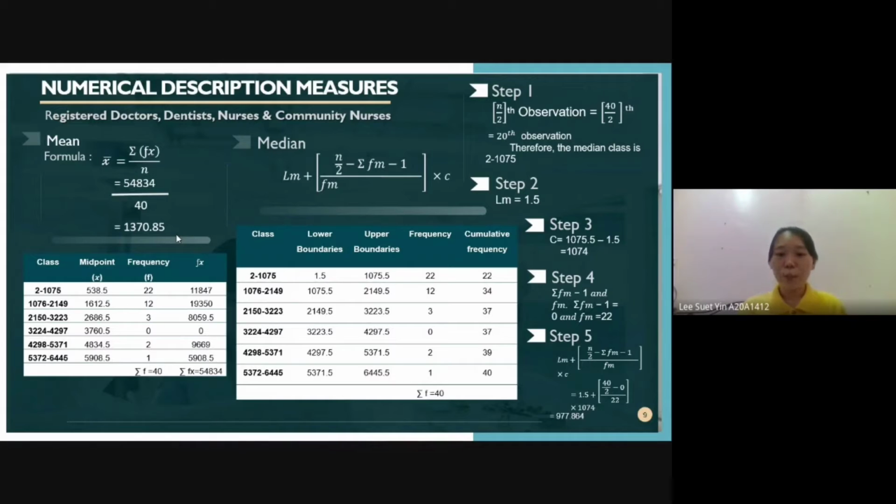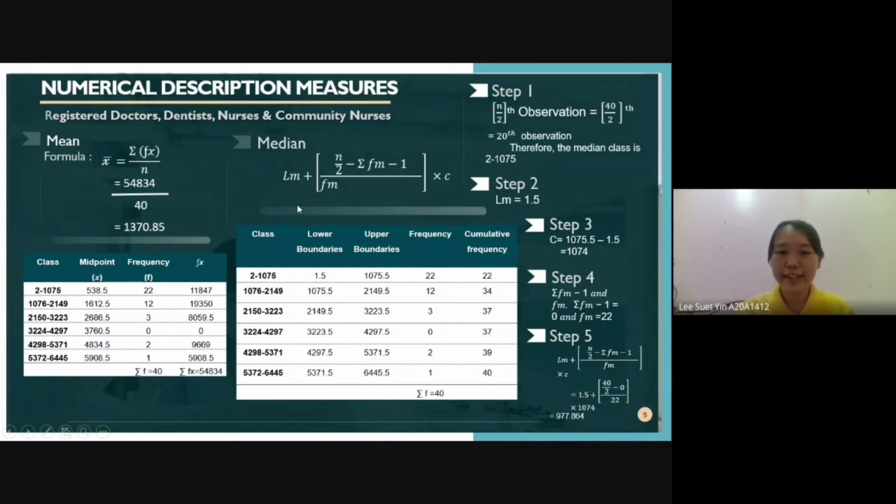There are three most commonly used measures of central tendency for ungrouped and grouped data: mean, median, and mode. In this slide we can see the formula of mean, where f is frequency, x is midpoint, and n is sample size. To get the fx, we multiply the frequency by x, which is the midpoint. So we get the total fx is 54834. Divide by 40, and we get the answer 1370.85.